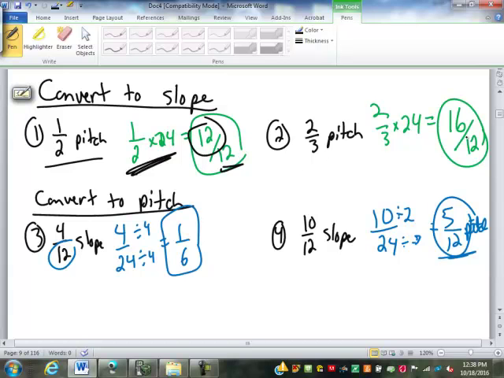To go from a slope to a pitch, you just double the denominator and then reduce the fraction. Since the denominator of a slope is almost always 12, you just make it a 24 and then reduce it.